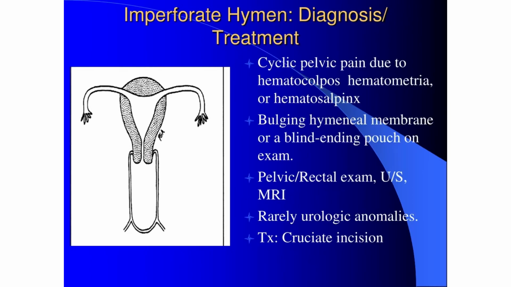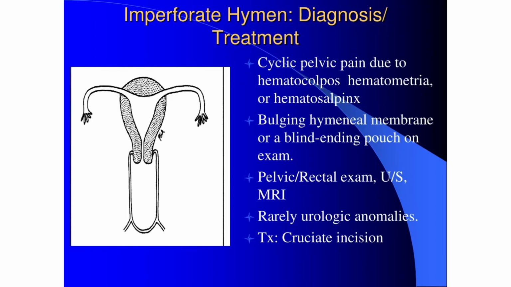Now for the last part of the video, we're just going to be talking about imperforate hymen. This is when there is no clear opening to the hymen in the female reproductive tract. How does it present? It presents as a young girl going through puberty, an adolescent girl, with cyclical abdominal pain, cyclic pelvic pain.